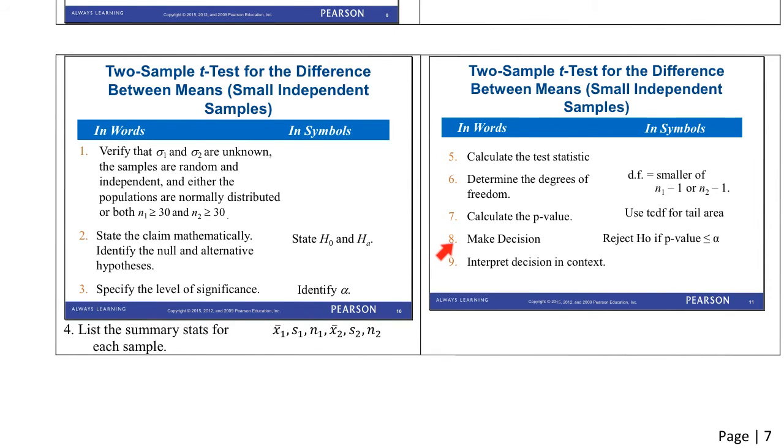Then we're going to make the same decision we would have in other chapters, which is reject H0 if P is low. So the p-value has to be less than or equal to alpha to reject H0, and then we're going to finish by interpreting the decision in context. So on the next page, we're going to practice that.